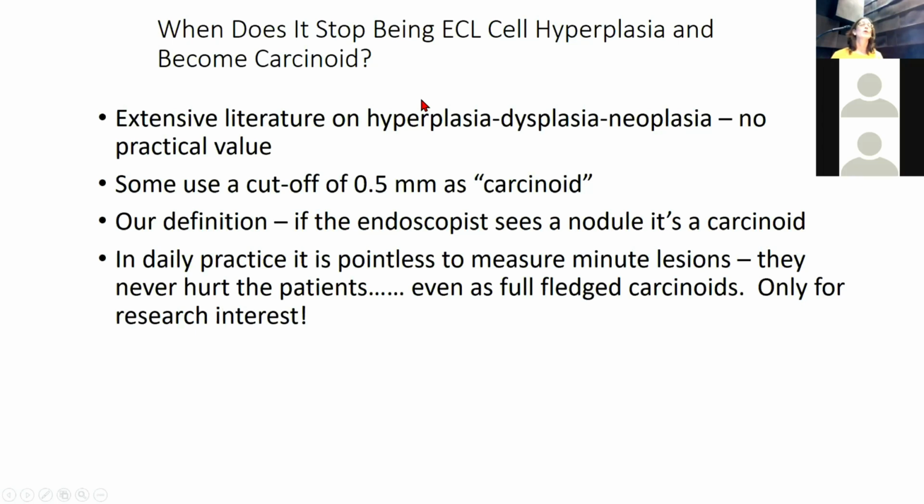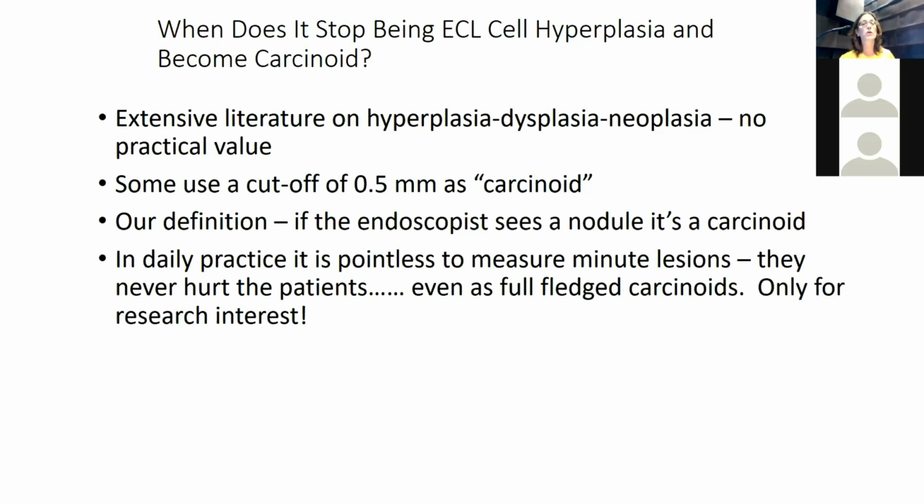The question at the top is, when does it stop being hyperplasia and become a neoplasm? And there's a huge literature on this that is really interesting as far as when does something become self-proliferating and neoplastic, but it's really of no practical value. The reason it's of no practical value is that these type 1 carcinoids essentially never kill anybody. They occasionally metastasize and the patients just perk on and on and on. They're extremely indolent. So in daily practice, it's really pointless to measure minute lesions because they don't hurt anyone, even as full-fledged carcinoids.